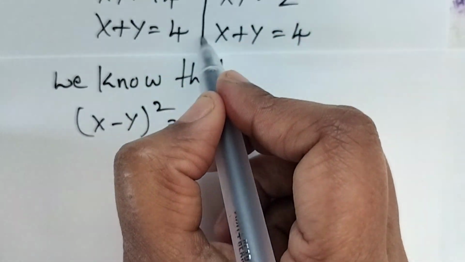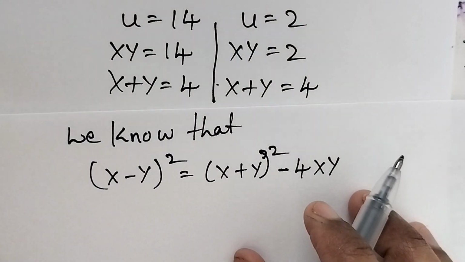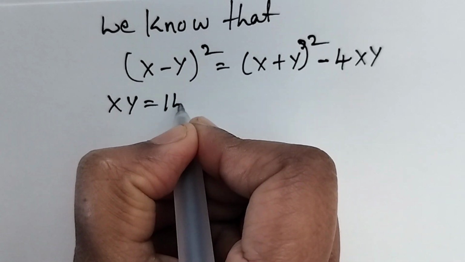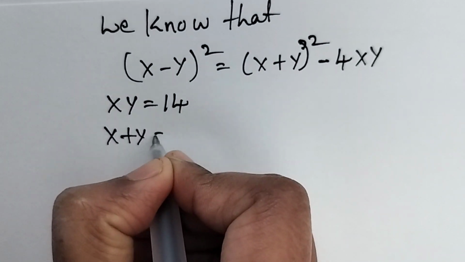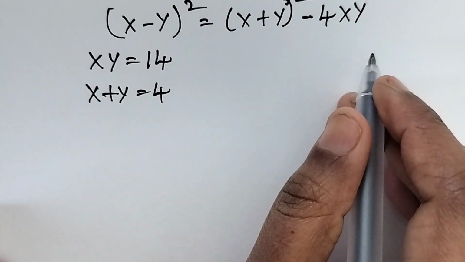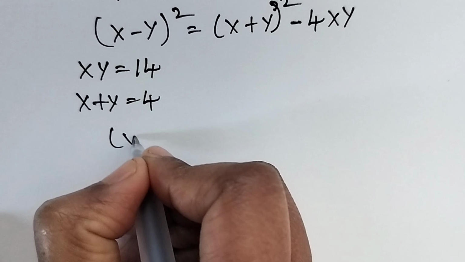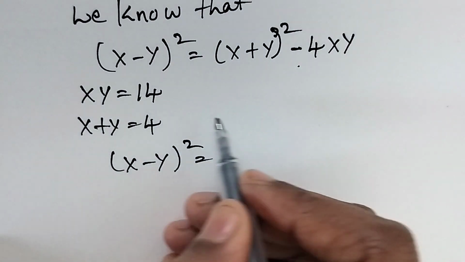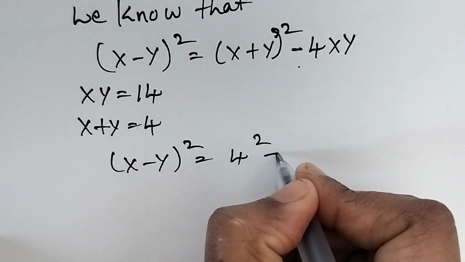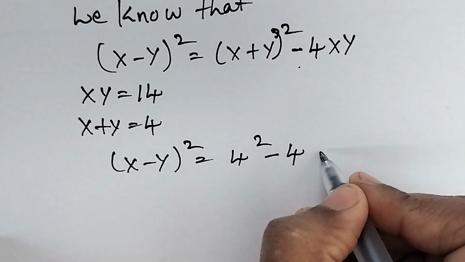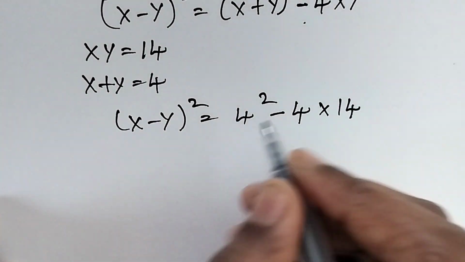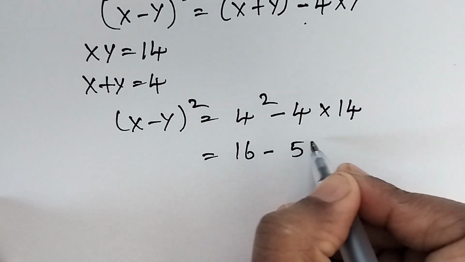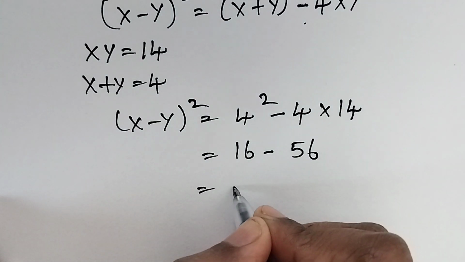So here we have two equations. So first we will take xy is equal to 14 and x plus y is equal to 4. So x minus y whole square is equal to, in place of x plus y we will write 4, so 4 square minus 4 times xy, and xy value is 14. So is equal to 4 square, which is equal to 16, minus 4 times 14, which is equal to 56. So 16 minus 56, which is equal to minus 40.